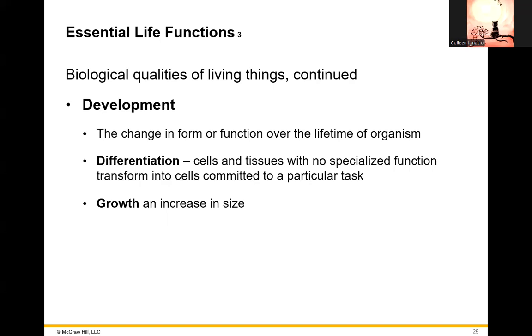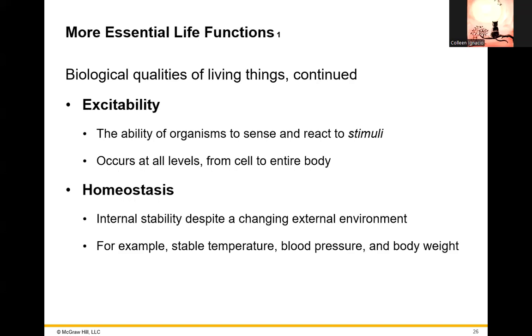Differentiation takes place, and this happens in cells and tissues. And these cells and tissues, they don't have a specialized function, but they will then change or transform into cells that are committed to a particular task. And also in living things, we have growth. It could be growth in size or growth in number of cells, for example. So these are all qualities of living things.